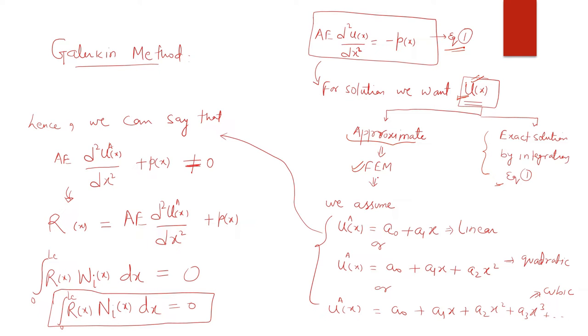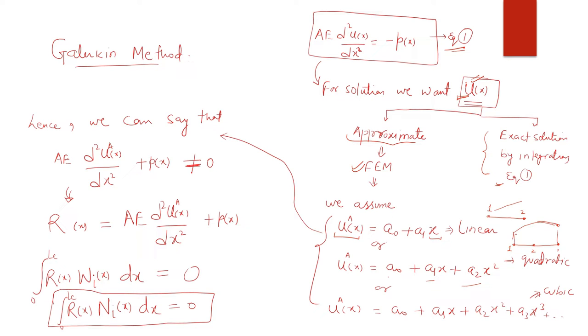Why do we say it is an approximate method? Because here we assume a displacement function. Suppose we assume a linear displacement function, a0 plus a1x, a linear function of x. We can also assume a quadratic displacement function, a0 plus a1x plus a2x square. The linear one is two-noded, node 1 and node 2, and the displacement varies linearly. In the quadratic case, we will have three nodes, 1, 2, 3, and the displacement function would have some quadratic variation.